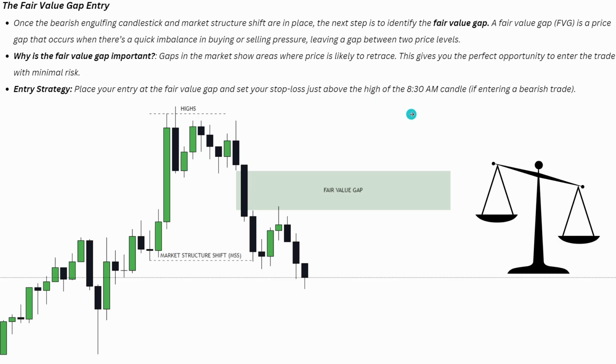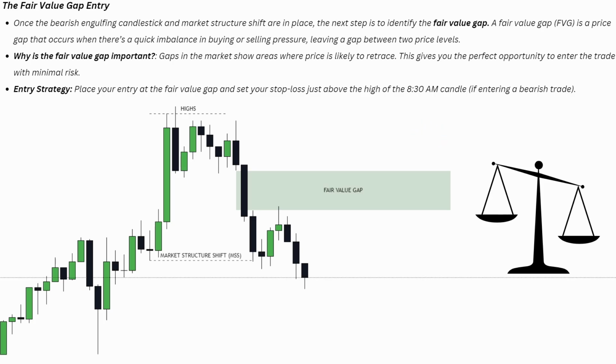Sorry. Now all we need to do is find the fair value gap entry. Once we've found the engulfing candlestick and the market structure shift, what we need to do now is find the fair value gap. Why is this fair value gap very important? A fair value gap, or inefficiency or imbalance, all mean the same thing. They show us where price is most likely to retrace. This gives us the perfect opportunity to enter the trade with minimal risk.